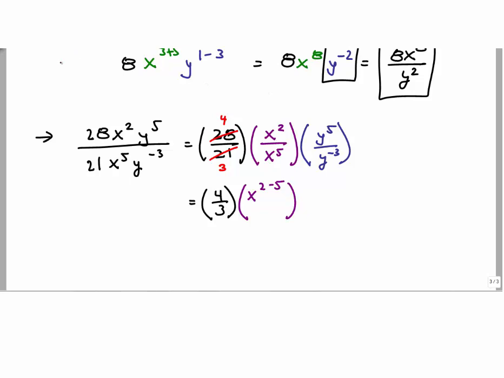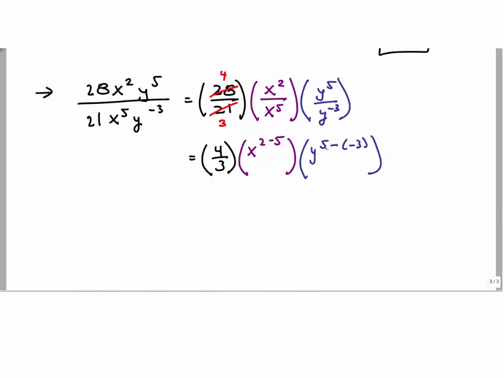And for my last one, this is going to be a little bit trickier. I have y to the 5th, and I flip the negative 3 up. So I have to go minus a negative 3. Okay, it's a minus sign here because I'm subtracting a negative 3. Now the 4/3 doesn't change.